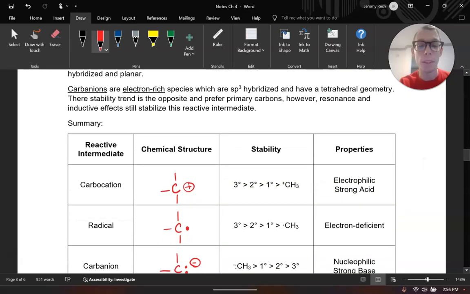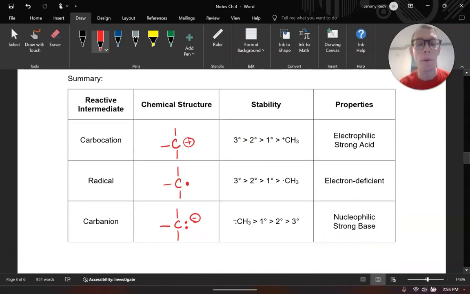So to kind of show what each of these looks like, a carbocation is going to be carbon with a positive charge. A radical is going to be a single electron, and we show that single electron as just a single dot rather than a set of dots, so 2 dots being a lone pair. So a carbanion is going to have a lone pair, which would carry a negative charge. Because carbon wants 4 bonds, here it only has 3.